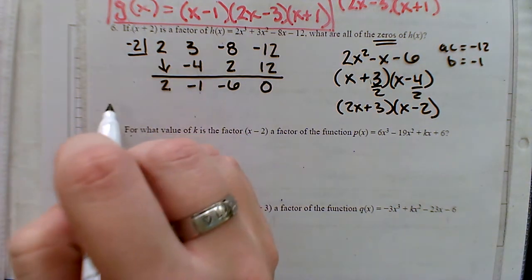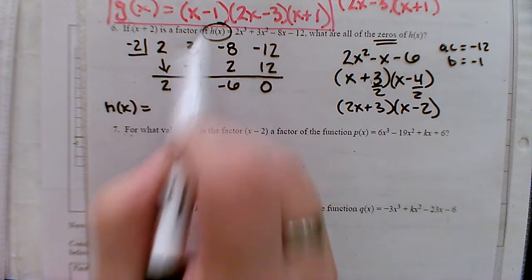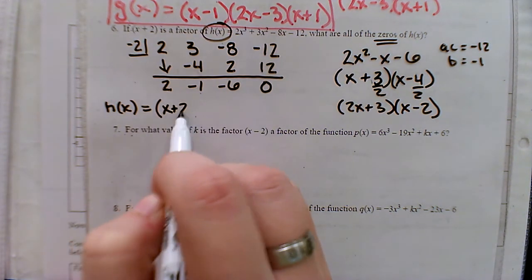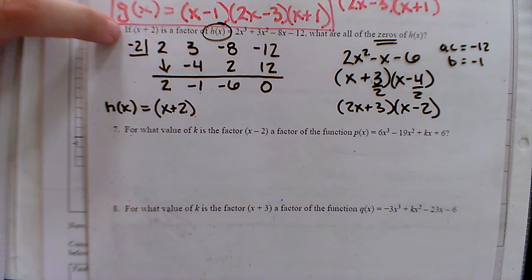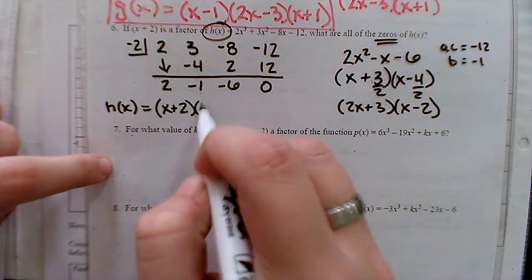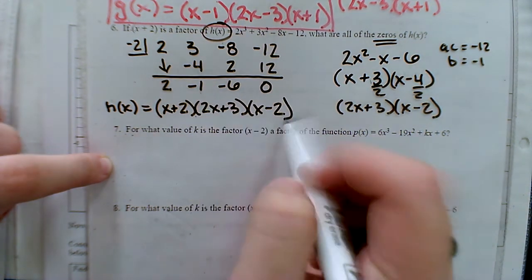Okay, so if we were to rewrite h of x this time, that's what this new polynomial is called, in factored form, we would need the x plus 2 that we started with. People always seem to forget that one. You always start with one at the beginning and then you're finding out the other ones. So we have x plus 2, 2x plus 3, and x minus 2.